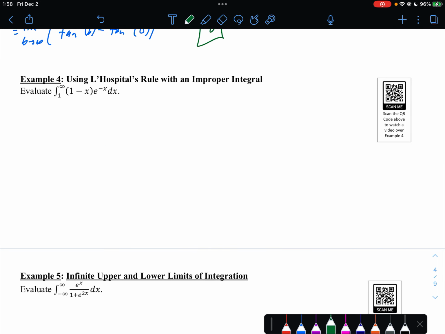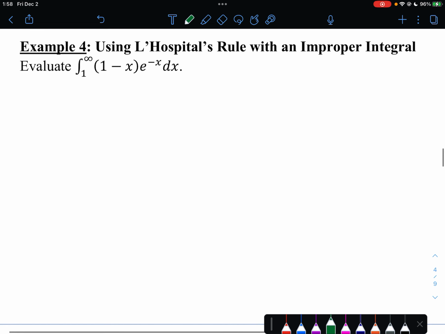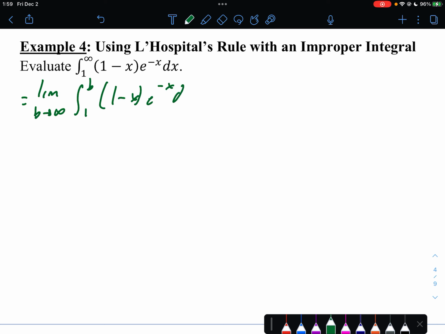All right, fourth example. Again, we have an infinite top limit. So we're going to start here by writing this as the limit as b approaches infinity of the integral from 1 to b of 1 minus x times e to the negative x dx.